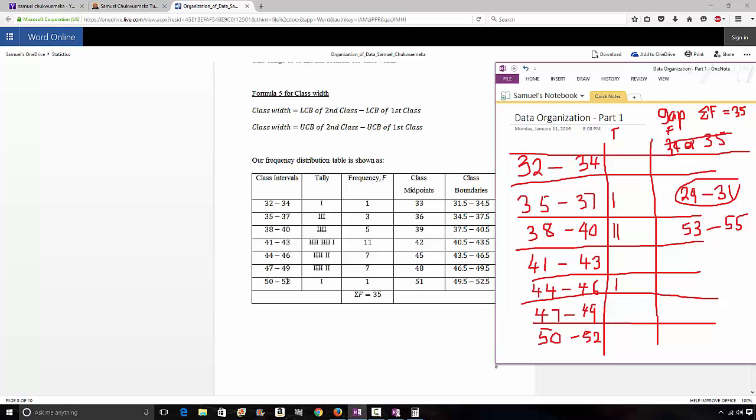Then you now see that the upper class boundary of the seventh class will be the average of the upper class interval of that seventh class and the lower class interval of the next class, of the eighth class. So 52 plus 53 gives you 105, divided by 2 gives you 52.5. So either way, but the easiest way is just to add the class size to 49.5 to get 52.5. Do you understand this?